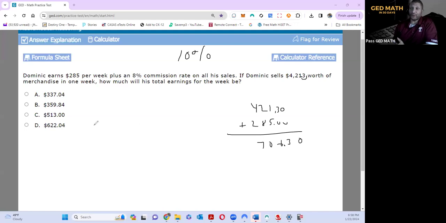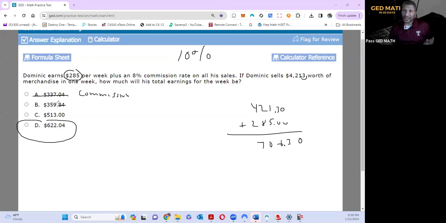I know it can't be 513 just because I know 10% is $421. I know 1% is $42. That means I'm going to take that 421, subtract about $84 and add that 285. And I'm also going to get 622, because 337 is too low. That's just my commission. 359 is too close. If I make another $300, it can't be 359. If I add $300 to 285, I'm getting 585. This is too low. Common sense way, D, 622.04.